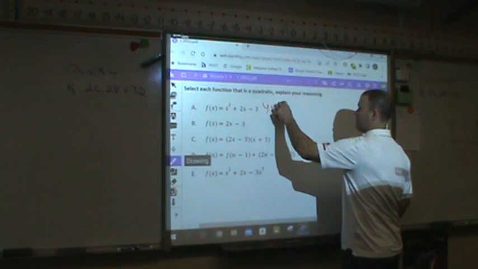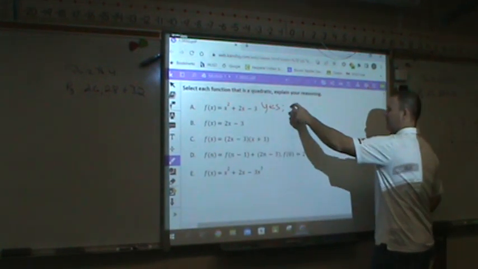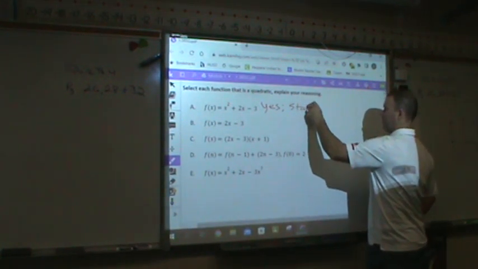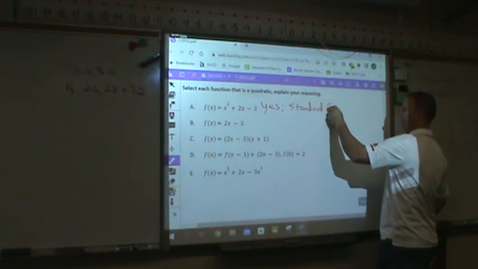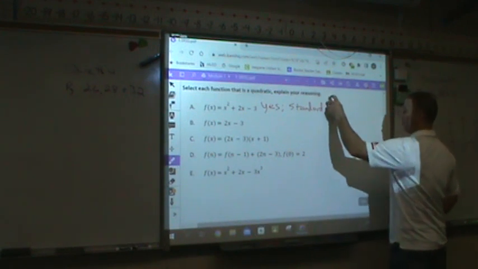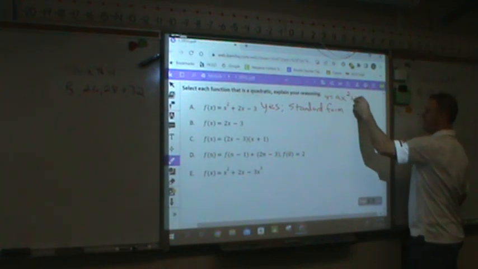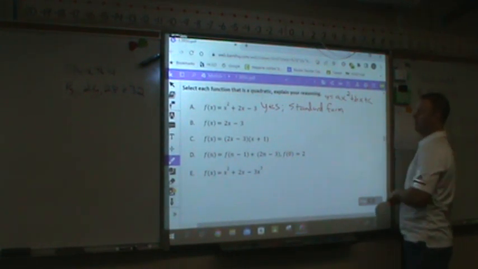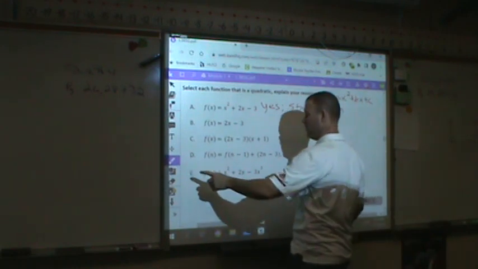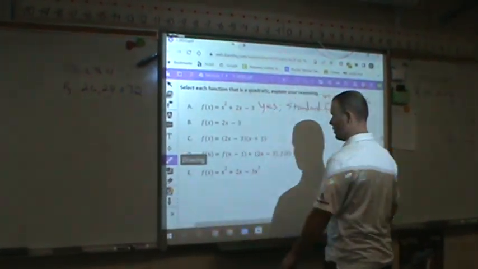And the answer to that is yes, and the why is this is standard form. It's the standard form of a quadratic, which is y equals ax squared plus bx plus c. All right, so that's standard form. There's number one. Number two, is this quadratic?